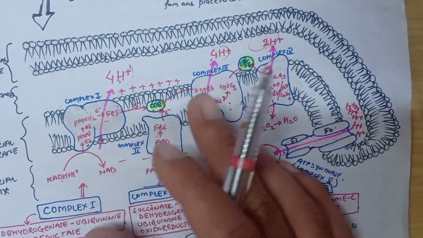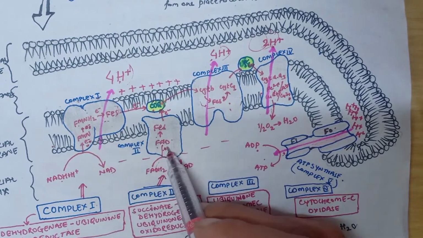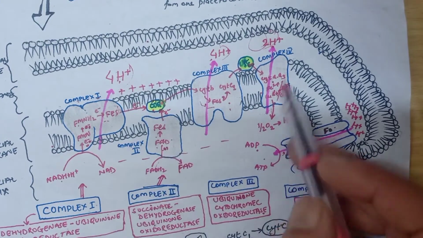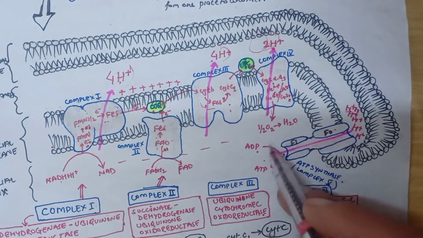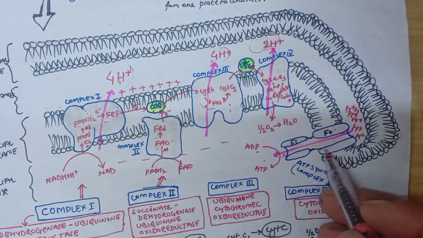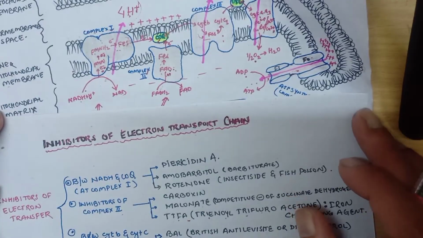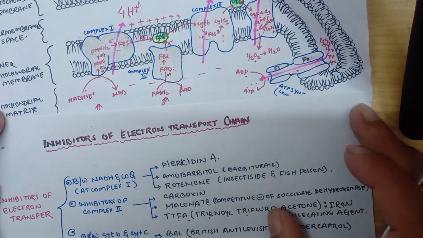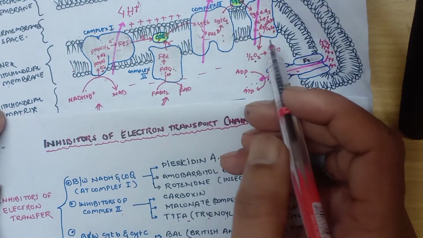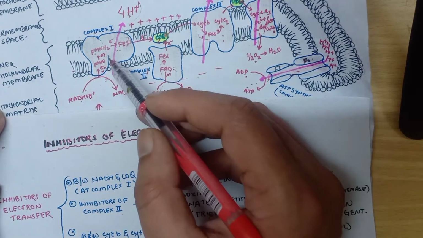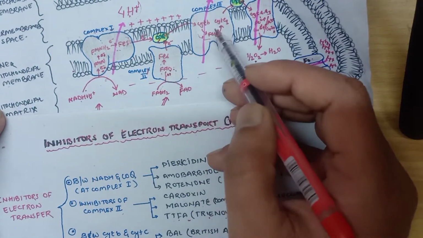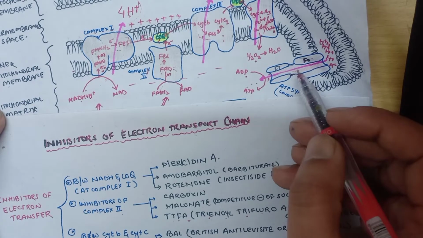So there are 5 complexes: complex 1, complex 2, complex 3, complex 4. They belong to electron transport chain, whereas complex 5 is ATP synthase and it belongs to oxidative phosphorylation. Now we will talk about inhibitors of electron transport chain. Inhibition of transfer of electrons can occur anywhere in the complexes. So inhibition of electron transfer can occur in complex 1, complex 2, complex 3, complex 4 and complex 5.